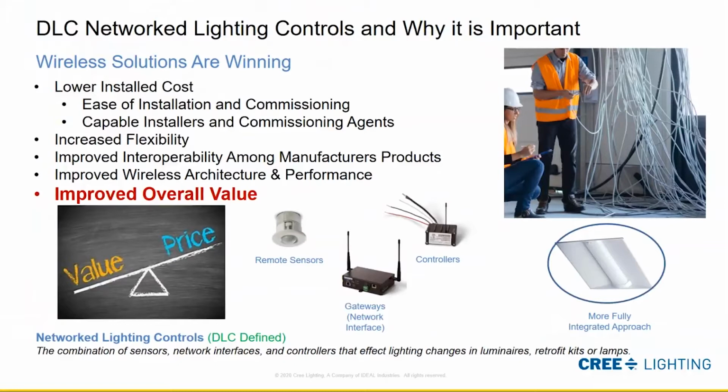The interoperability among manufacturers has actually increased quite a bit. And with more deployed systems out there, there's a lot of improved wireless architecture and performance, meaning designing for the space, understanding how wireless will work in that space and being very effective. But in the end, the value has just increased over the price that it costs to actually implement. So these are really important. And DLC and its network lighting control system does help drive a lot of this.